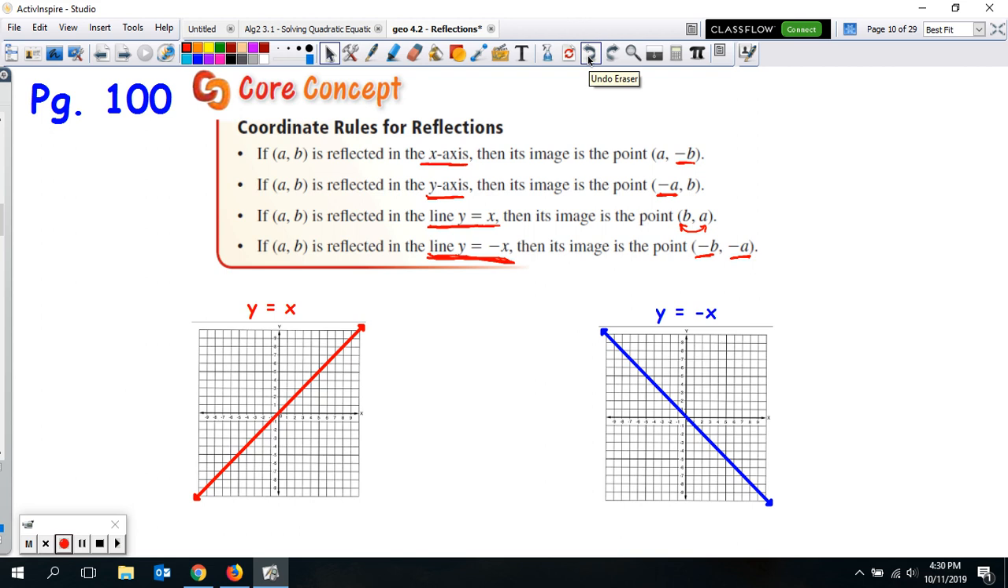What also is going to change is they're going to switch places as well. So they do, just like this one, switch places, but they're changing to their opposites also. So that's what's happening to every coordinate if we're reflecting it in these particular lines. So we've got to keep going back and referring to this to see what we're going to do.